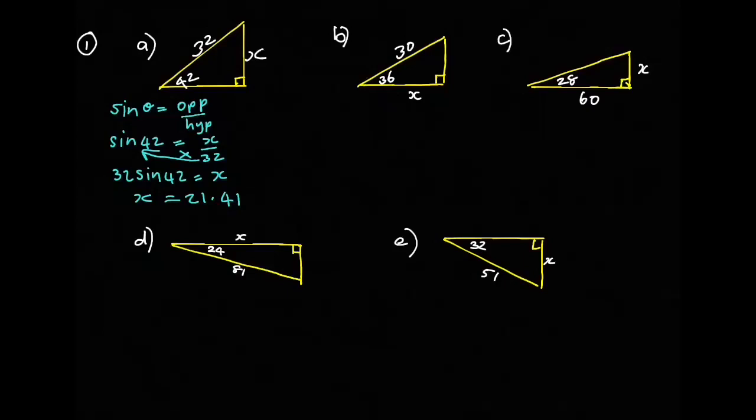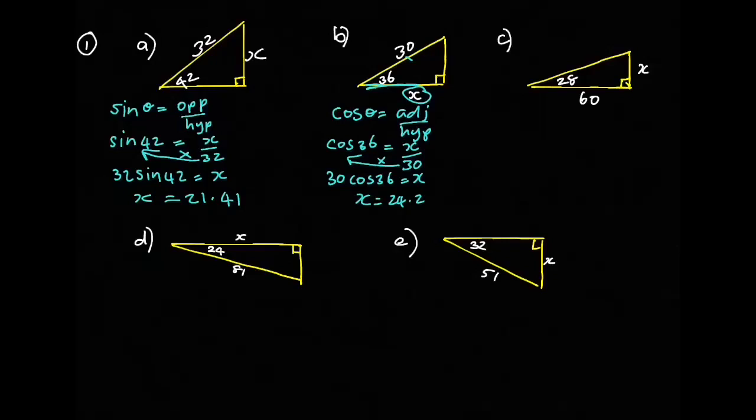Okay, part B, straight away we've got the adjacent, which is right adjacent to the angle, and we've got the hypotenuse. So we've got a situation of cos theta equals adjacent on hypotenuse. So cos 36 is equal to x on 30. Bring the 30 over to multiply. We've got 30 cos 36 equals x, and that gives x equals 24.27, correct to two decimal places.